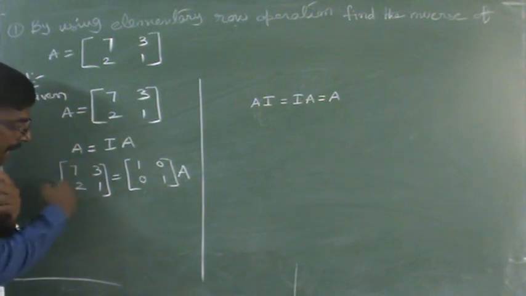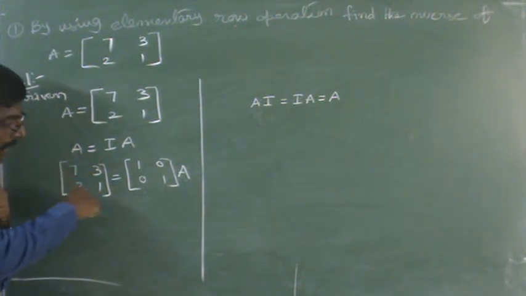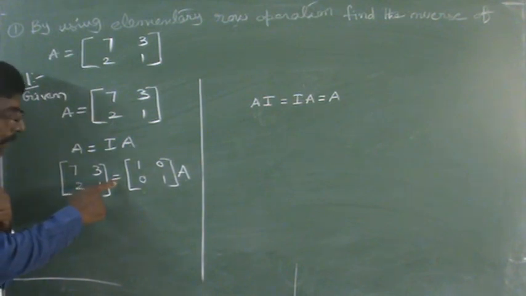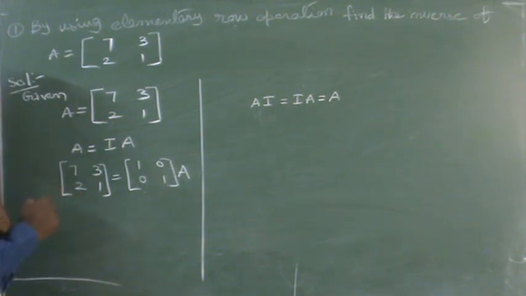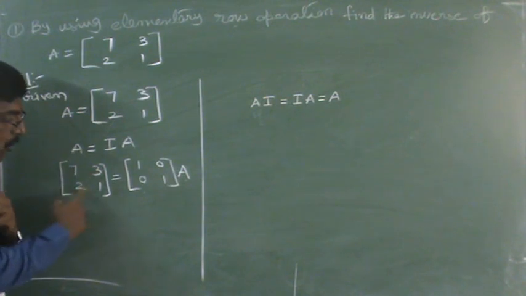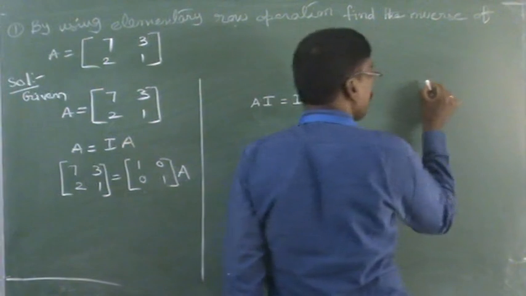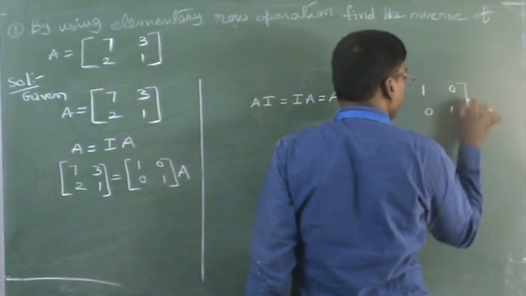In the left hand side of matrix A, very clear information, what are the elements there on the left hand side? The left hand side of this matrix A is 7, 3, 2, 1. The elements 7, 3, 2, 1 should be converted to 1, 0, 0, 1. Very, very important.